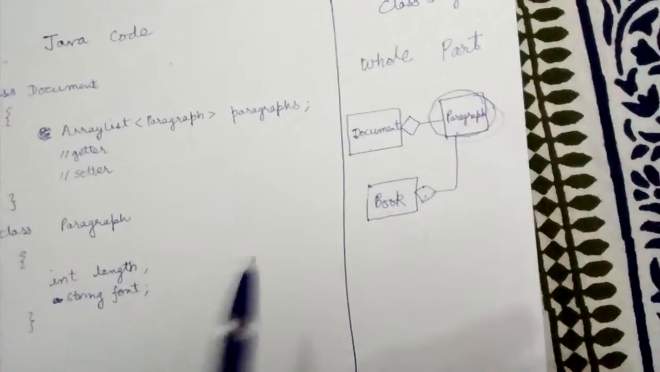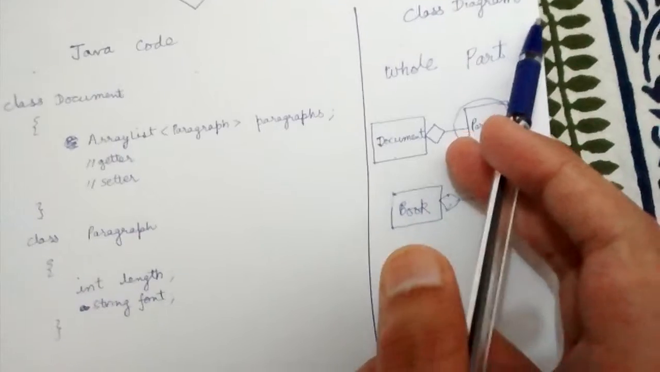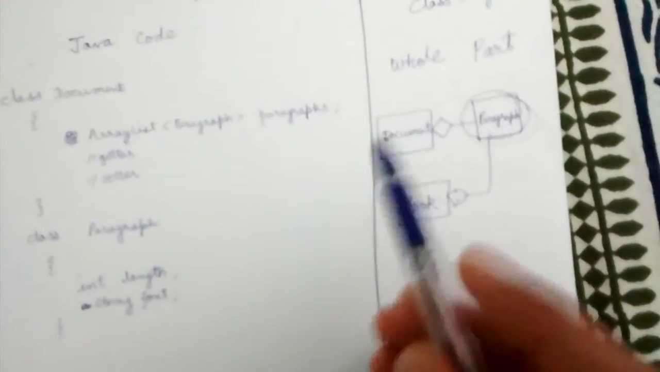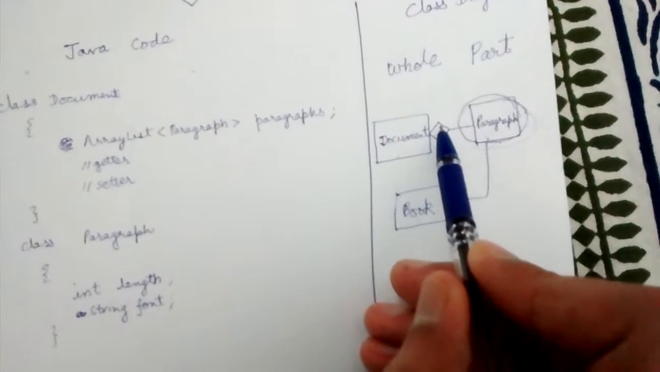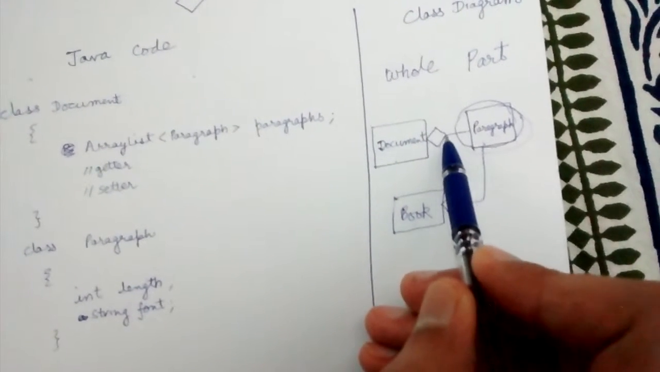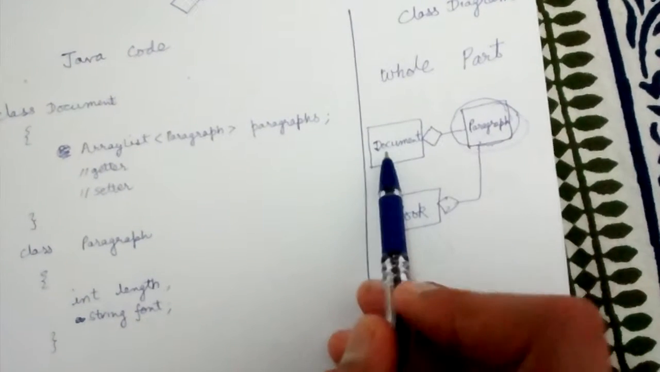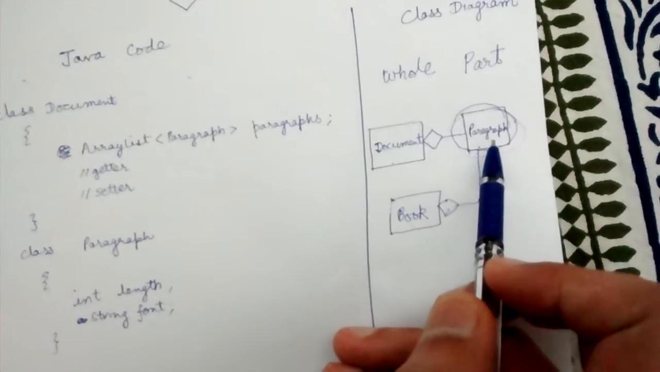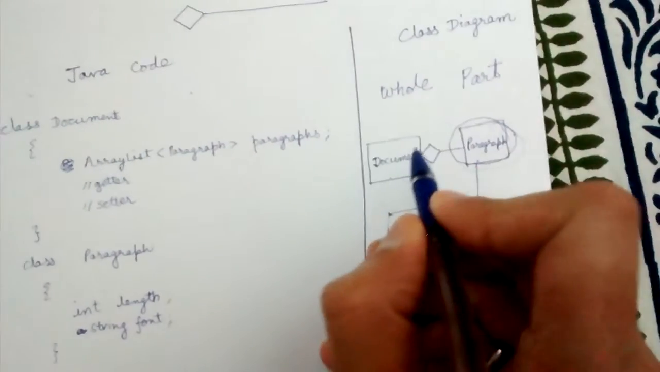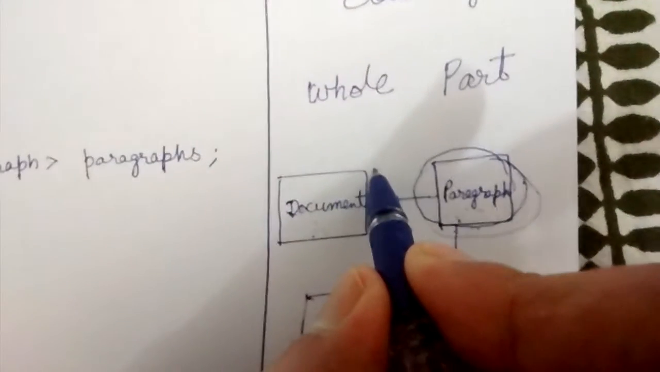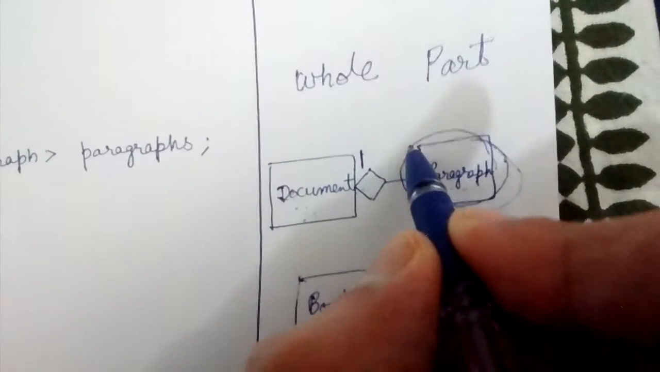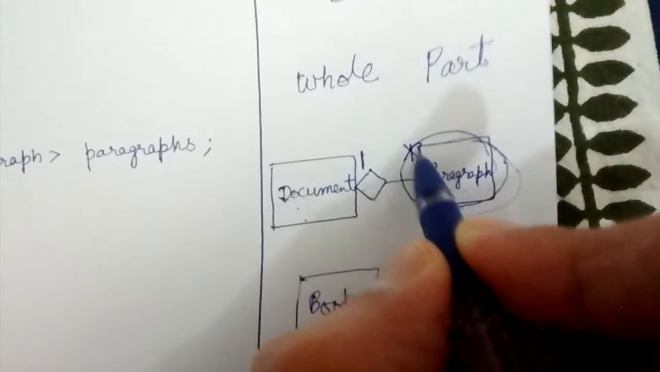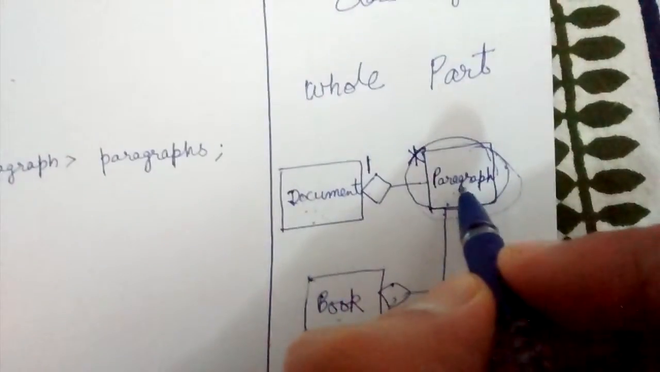So let's see the class diagram of this relationship. This is a Document and this is a Paragraph class, and this kite is on the document side and this is a straight line. What this means is a document is made up of paragraphs. Regarding the multiplicity, here we will write 1 because a single document is made up of n number of paragraphs. Star means multiple paragraphs.